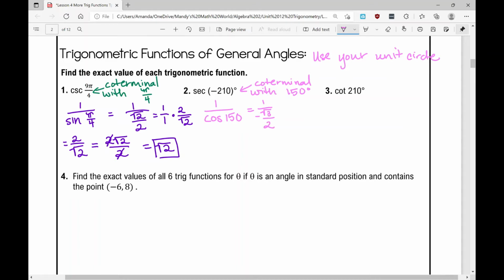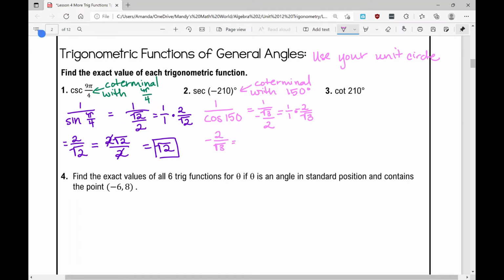And if you need to pause the video and look at those values that I'm talking about, because I'm not showing them right here, go ahead and do that. Okay, so the cosine of 150. So now I'm just doing some math. I'm taking 1 and dividing it by negative square root of 3 over 2. That's the same thing as 1 over 1 times, and I flip it, negative 2 over the square root of 3. So let's show this down here. I get negative 2 over the square root of 3.